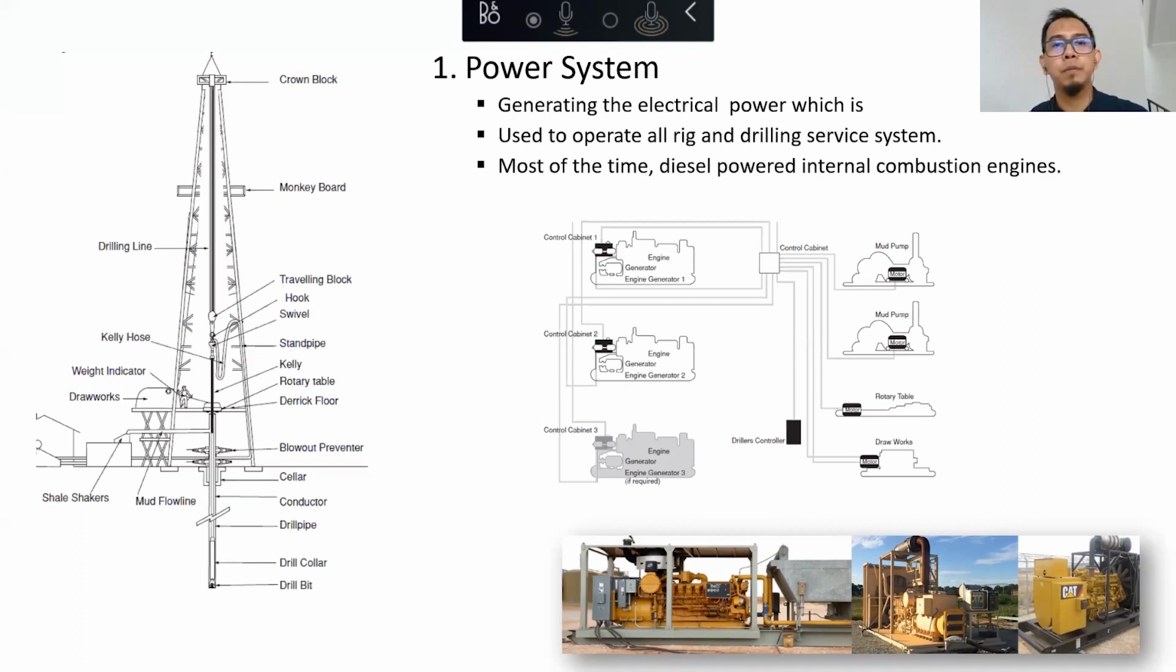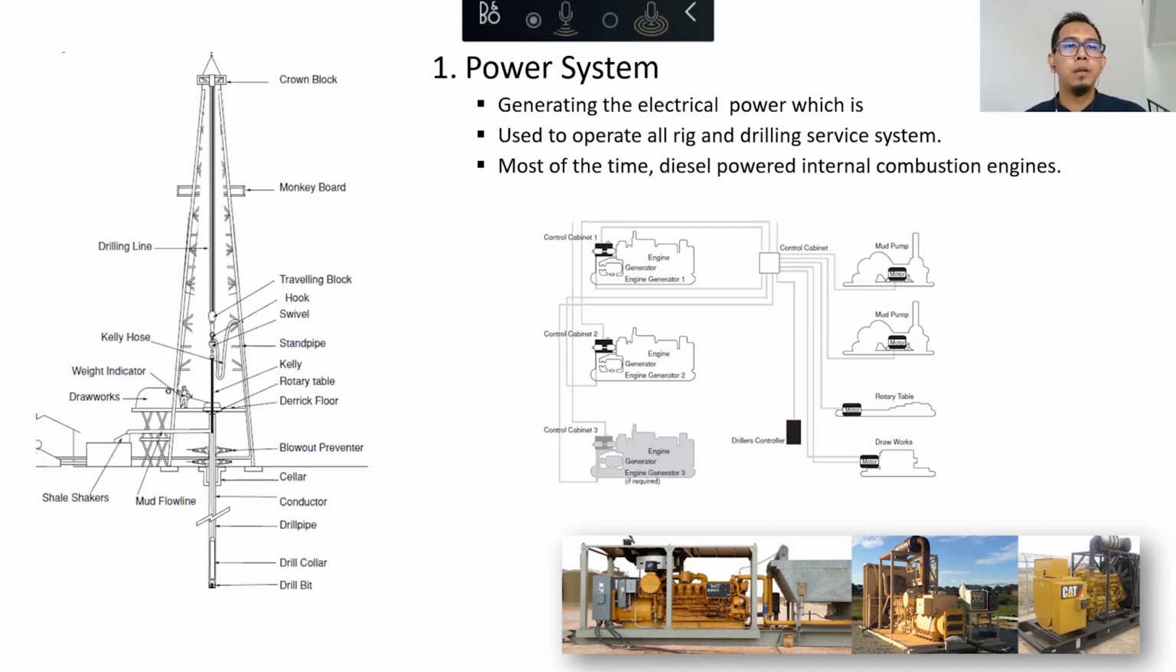Power system. The purpose of the power system is to generate the electrical power that is used to operate all the rig and the service company systems. Most of the time, it's diesel-powered internal combustion engines. Sometimes they do bring electrical equipment as well, but most of the time it's diesel-powered. So this diesel and power generator will supply power to the prime mover to create electricity or mechanical force to operate the rig. Basically, it's a power source generated by the generator.